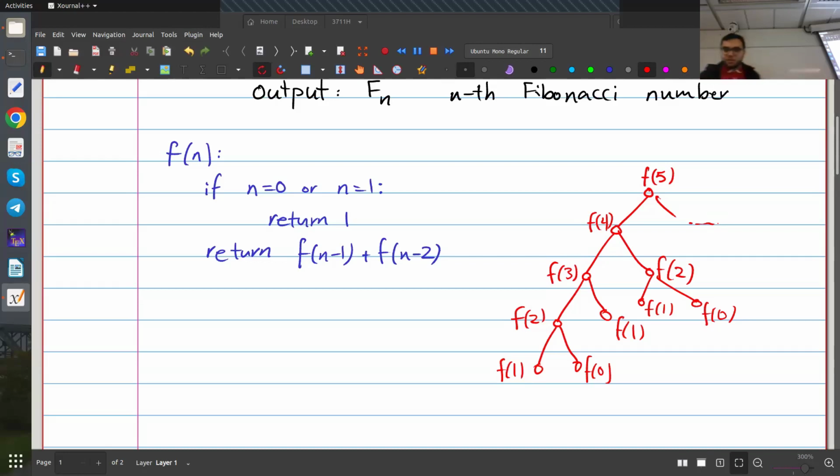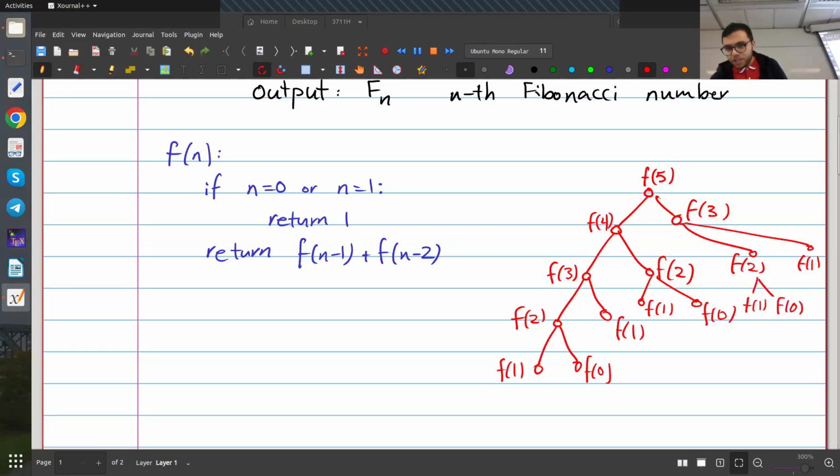Actually, let me do this side as well. So on this side, I have f of 3. And in order to find f of 3, I'm finding f of 2 and f of 1. But then for the 2 itself, I'm doing f of 1 and f of 0. So as you see, there are a lot of repeated calculations. And that's definitely not good. And you can imagine that if instead of 5, I was doing this for 100, I would just keep recalculating things that I have already calculated.